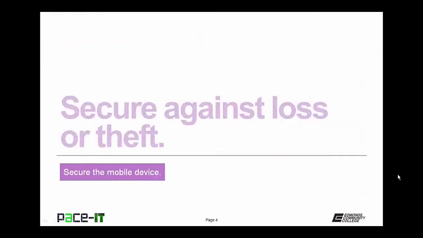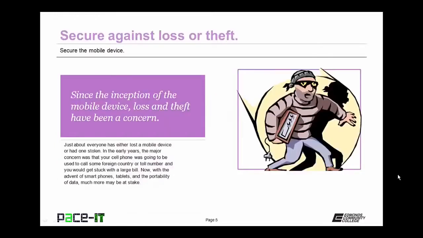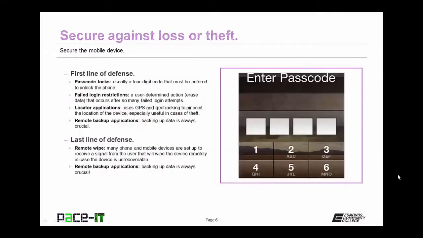Now we begin by talking about some methods that you can use to help secure a mobile device against loss or theft. Since their inception, loss and theft has been a concern with mobile devices. Just about everyone has either lost one or had one stolen. Now, in the early years of cell phones, the major concern was that your cell phone was going to be used to call some foreign country or toll numbers, and you'd rack up a huge bill. Now, with the advent of smartphones and tablets and the portability of data, much more is at stake, so you should take steps to secure your mobile device.